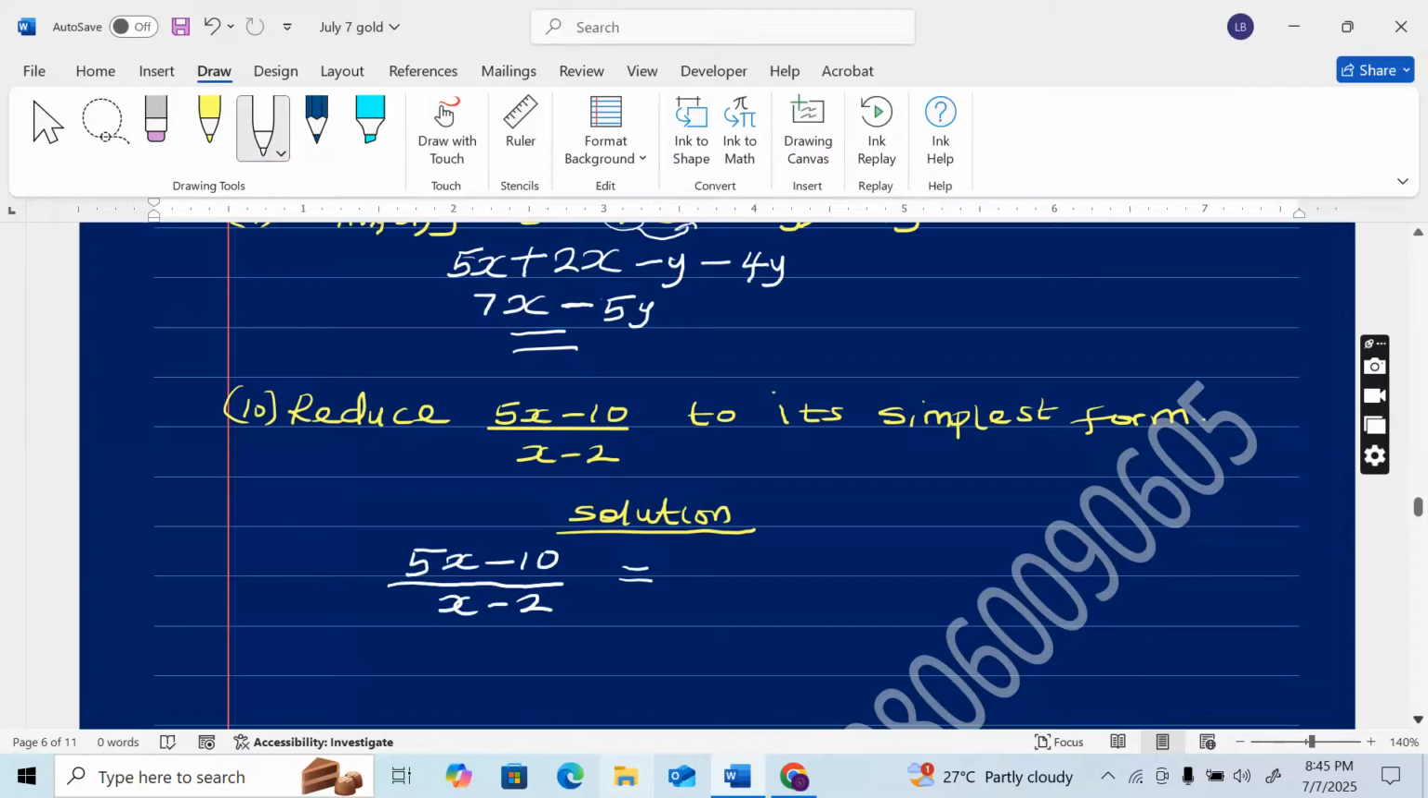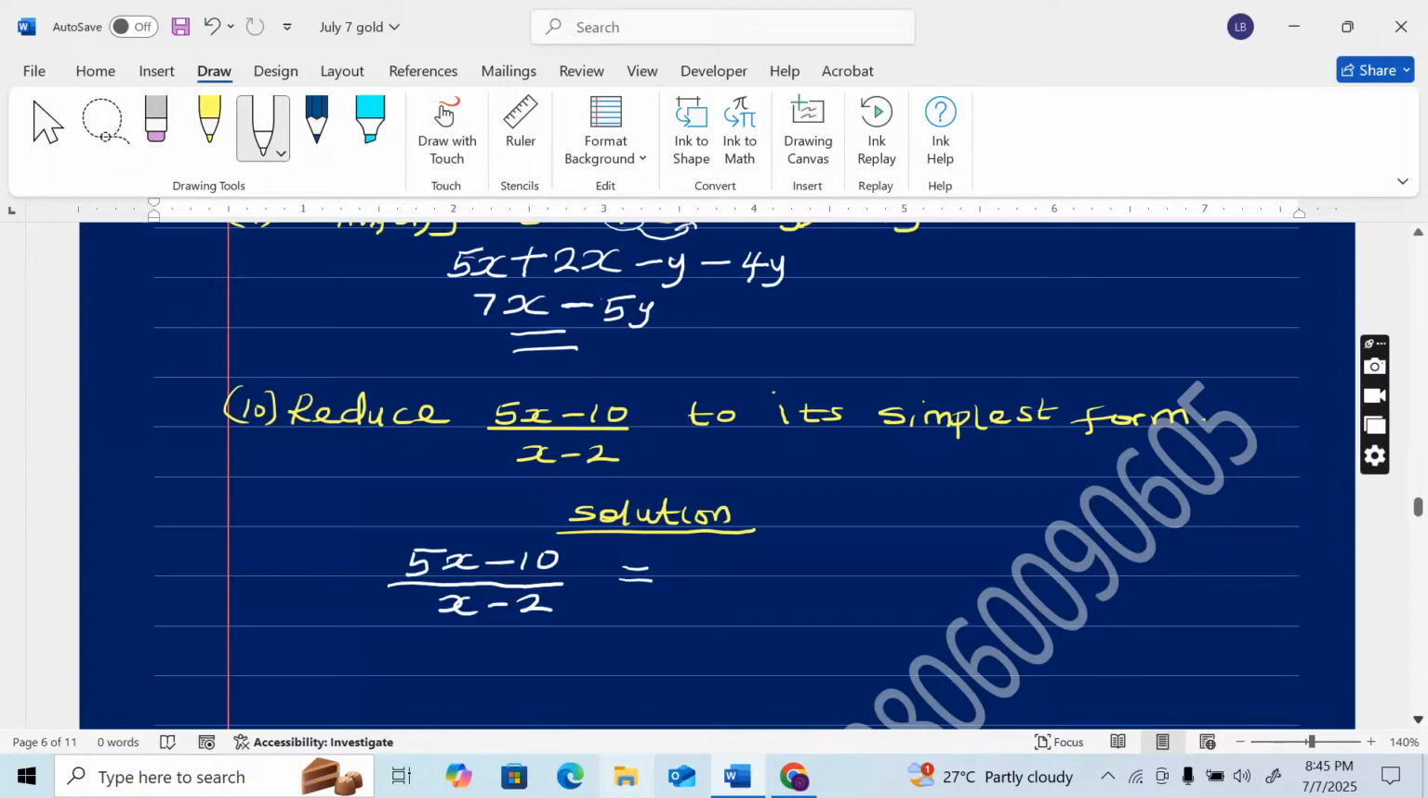Now, it is like we are going to factorize. How do we do that? Here we have 5x. We have 10. Something is common between 5x and 10, and that is 5. Yes, because 5 times x gives 5x, and 5 times 2 gives 10. So we can factorize 5 out. Bring out 5.